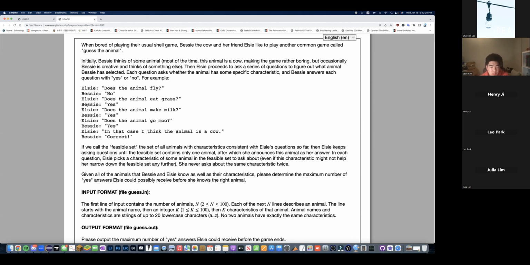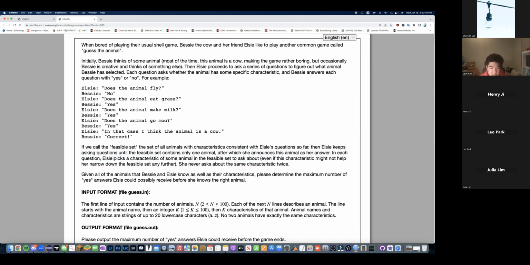For example, does the animal fly? No. Does the animal eat grass? Yes. Does the animal make milk? Yes. Does the animal go moo? Yes. In that case, I think the animal is a cow. Correct. So basically, it's 20 questions. If we call the feasible set the set of all animal characteristics consistent with Elsie's questions so far, then Elsie keeps asking questions until the feasible set contains only one animal, after which she announces this animal as her answer.